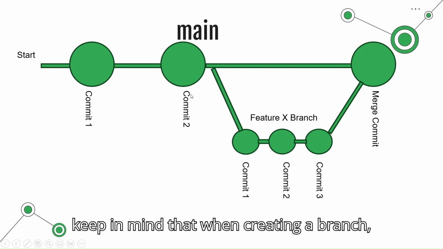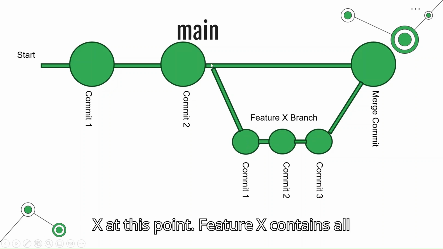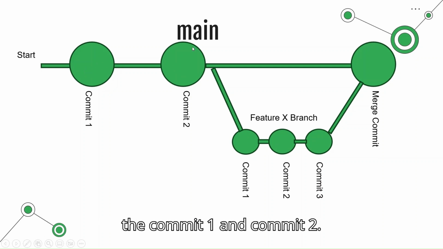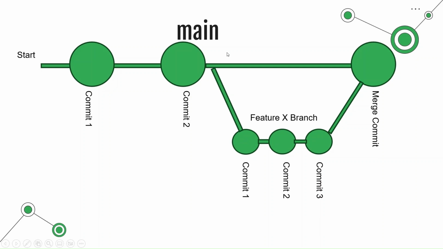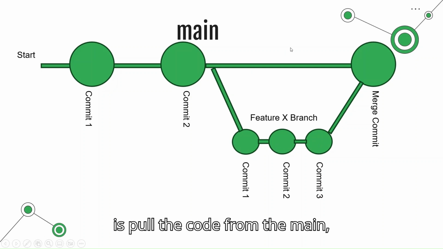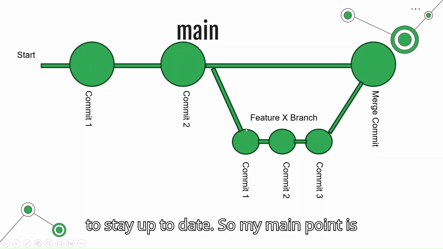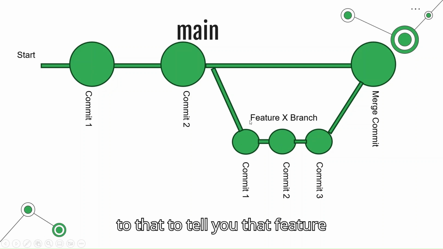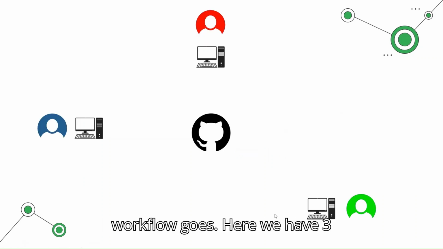And keep in mind that when creating a branch, as we said, it's a parallel version of the main. So we created the feature X at this point. Feature X contains all the commit 1 and commit 2. Now assume we were working on several branches, and another branch finished their code and merged it with the main while we're still working on feature X. What we're going to do is pull the code from the main, which we will be seeing in the video now, to stay up to date. So my main point is to tell you that feature X, when we create it, contains all the previous commits of the main. And now let's take an example of how the workflow goes.